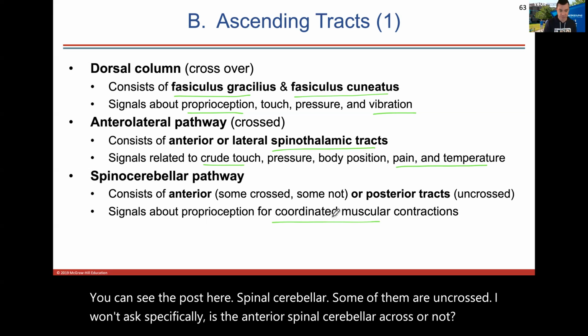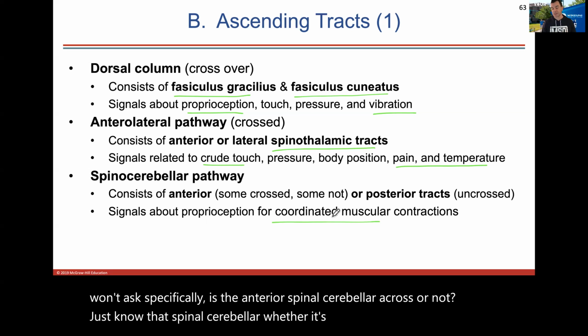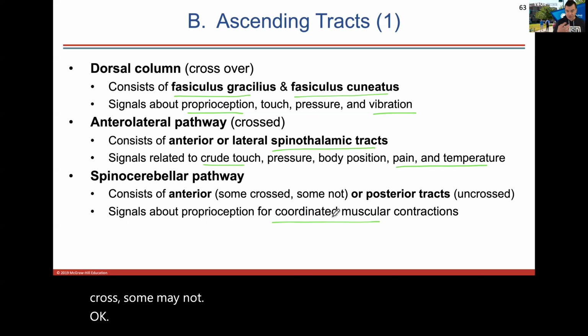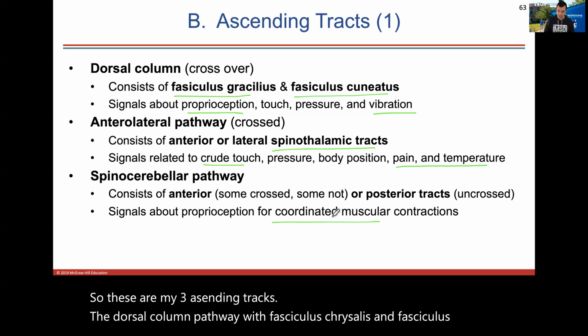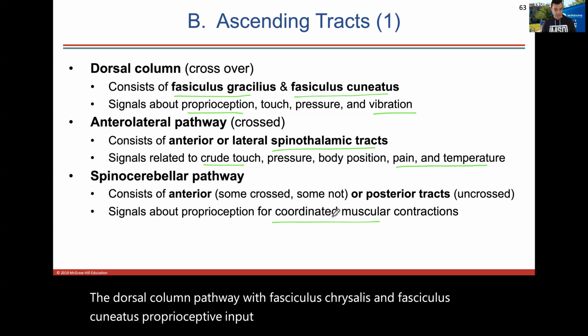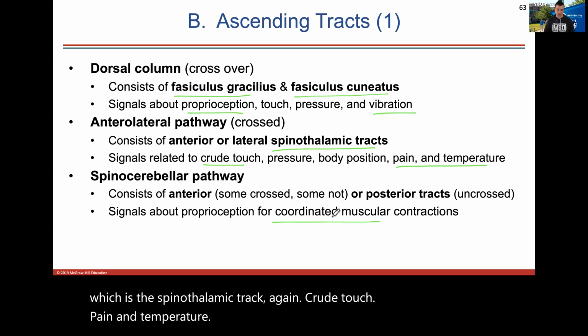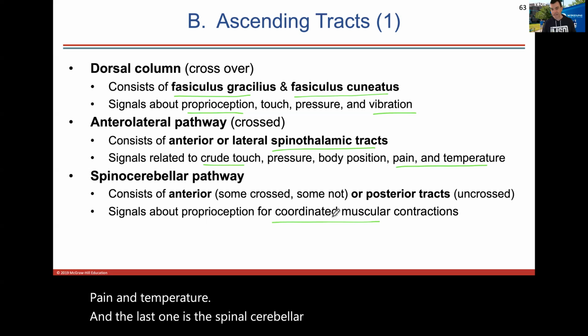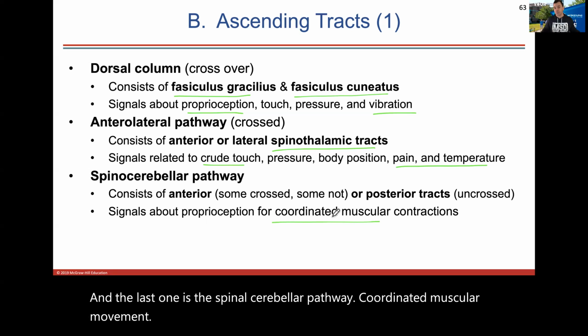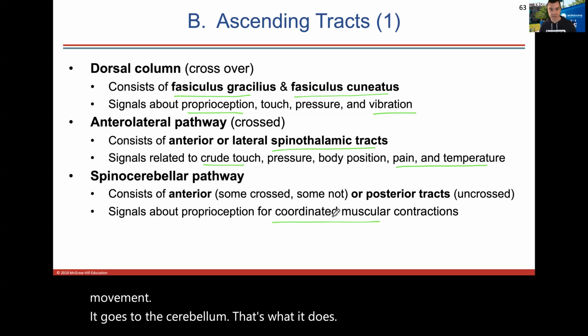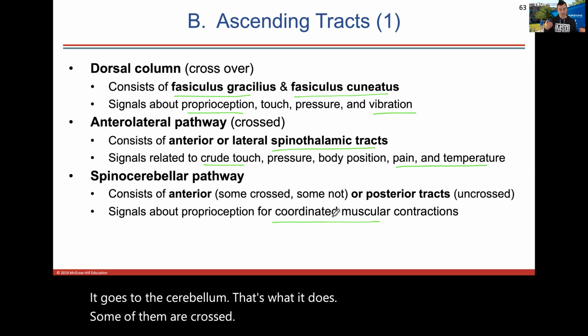Just know that spinocerebellar, whether it's anterior or posterior, some may cross, some may not. Okay. So these are my three ascending tracts. The dorsal column pathway with fasciculus gracilis and fasciculus cuneatus: proprioceptive input, vibration. The anterolateral pathway, which is the spinothalamic tract: again, crude touch, pain, and temperature. And the last one is the spinocerebellar pathway, coordinated muscular movement. It goes to the cerebellum. That's what it does. Some of them are crossed. Some of them are uncrossed. They do not decussate.